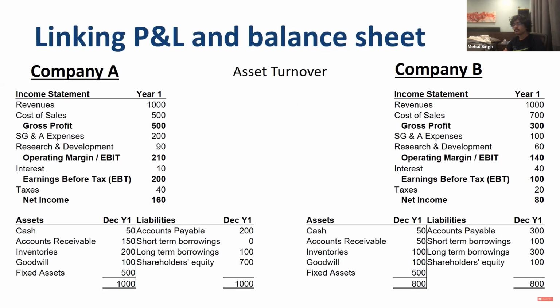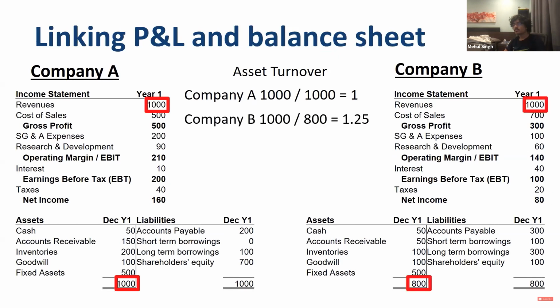Asset turnover looks at how much revenue is generated by the company with the assets it has. For company A, asset turnover is 1. 1,000 in assets on the balance sheet generates 1,000 in revenue in the income statement. For company B, asset turnover is 1.25. Let's dig a little deeper into two key subsets of this asset turnover ratio.